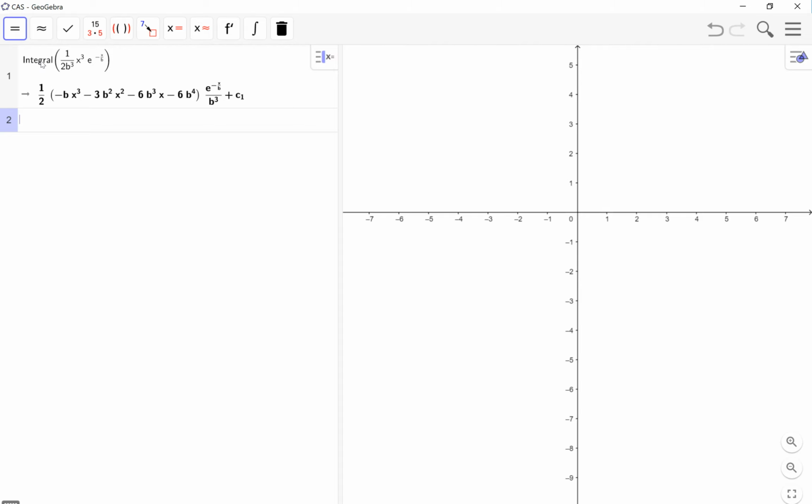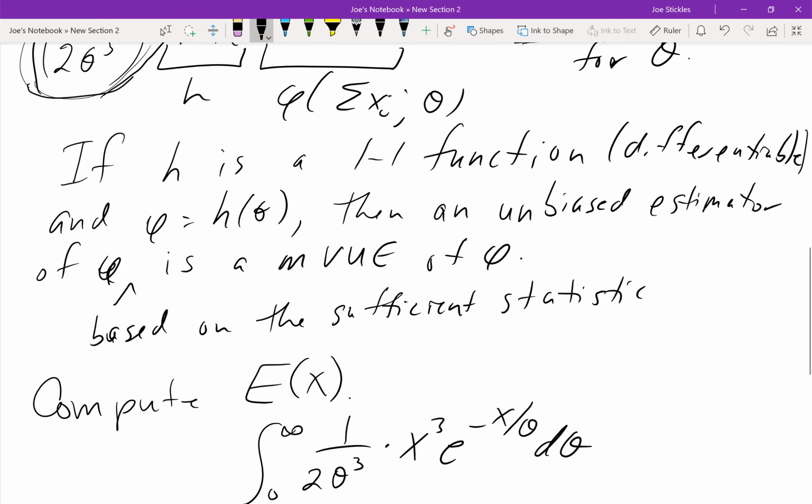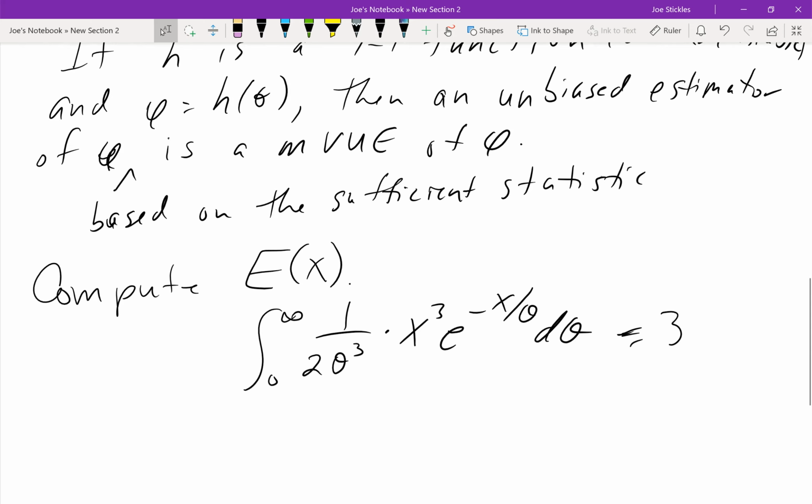Okay, so the b is a constant for our purposes, right? We would distribute this e to the minus x over b through each of the 4 terms. Of course, as x goes to infinity, that goes to 0, correct? And it doesn't matter what the power of x is on any of those terms. All 4 of those terms will go to 0 as x goes to infinity. When we put in x equal to 0, those 3 terms die. So the only term that's left is that term, and we get 3b when we put in x equal to 0. So the expected value of theta here, going back over here, we would get 3 theta.